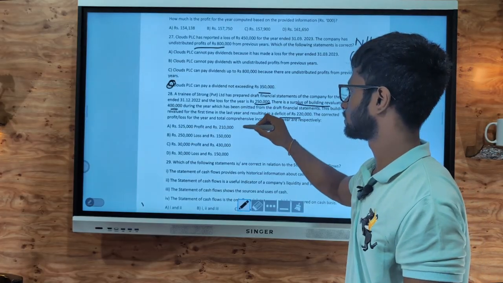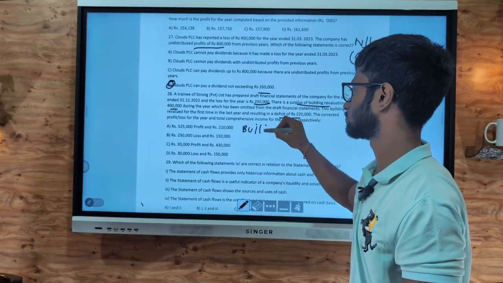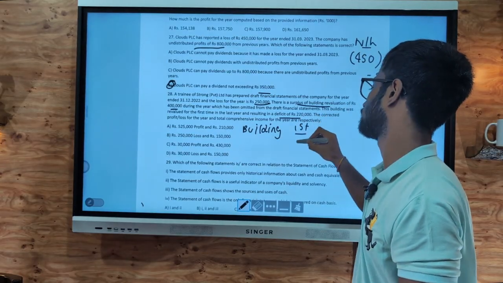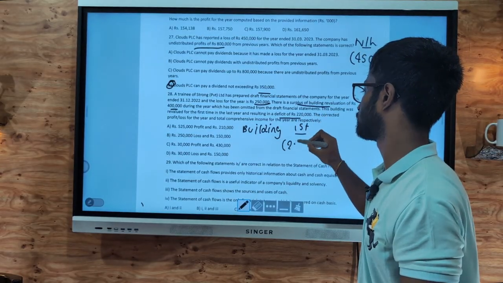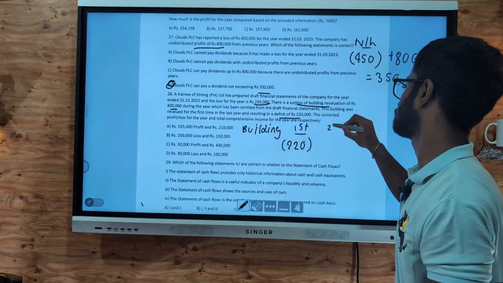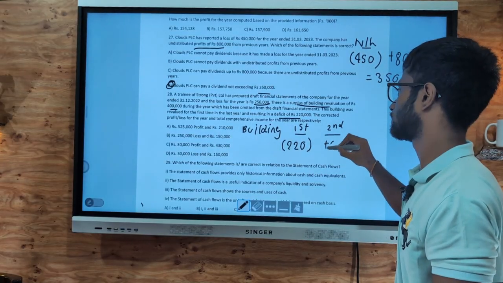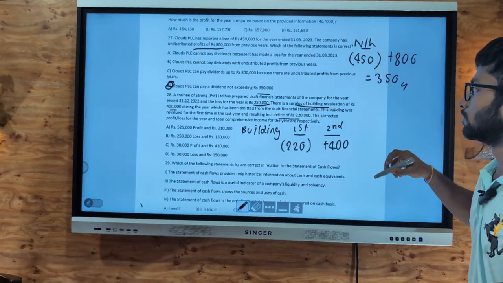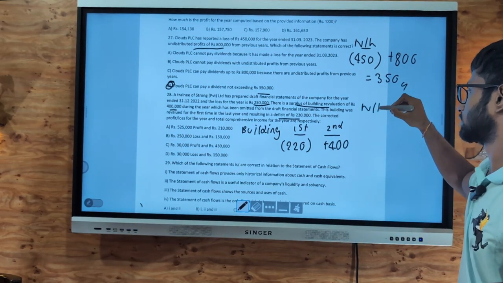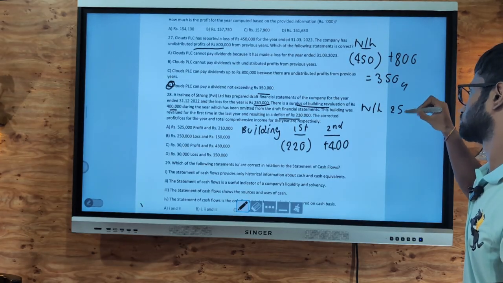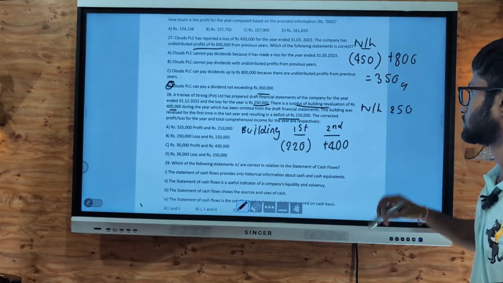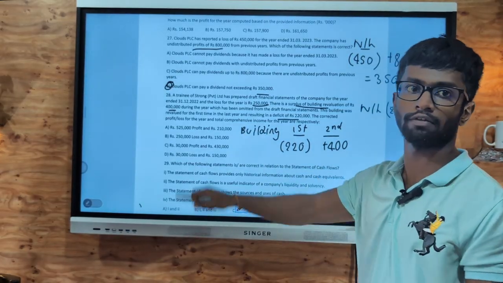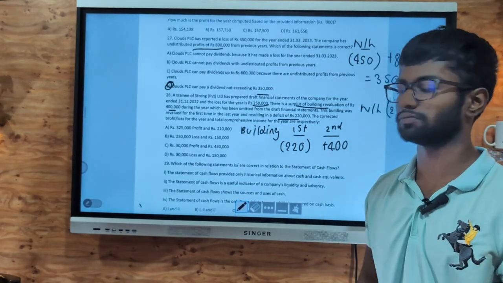So, if you take the building, first time we had a loss of 220. Now, second time we are getting a gain of 400. Now, our net loss is given, which is 250 minus. But here, this revaluation, they haven't accounted.